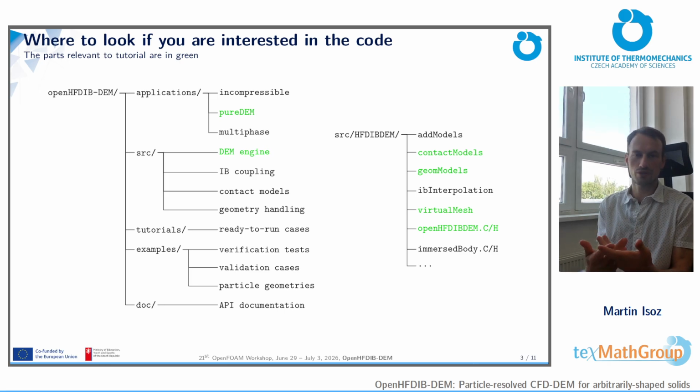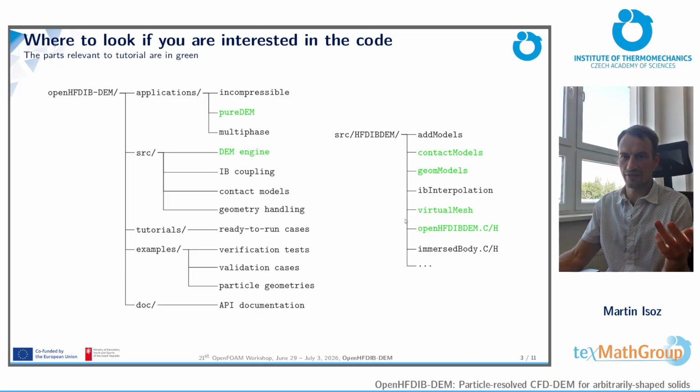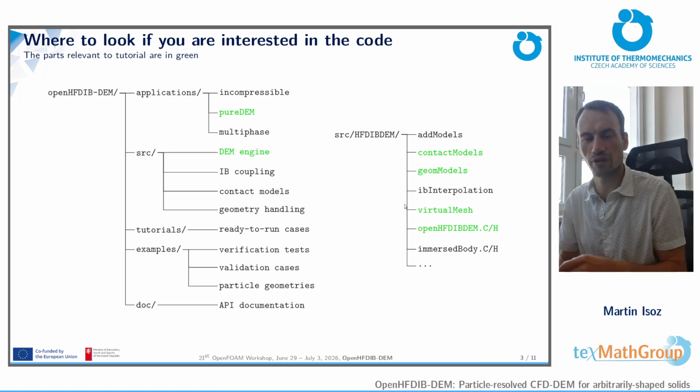If you are interested in the code, today we will still be using our pure DEM branch of solvers, so our HFDIB-DEM pure DEM solver, and we will be working with the discrete element method engine, which is in the source directory and driven by the OpenHFDIB-DEM main file, and concerns also the contact models, geomodels, and virtual mesh code parts of the code.